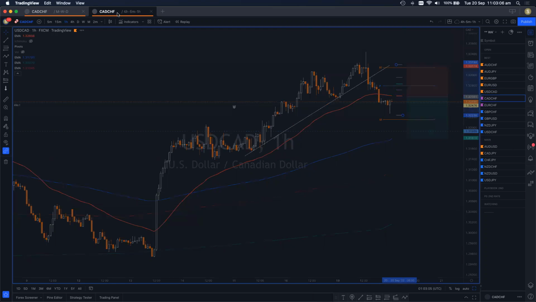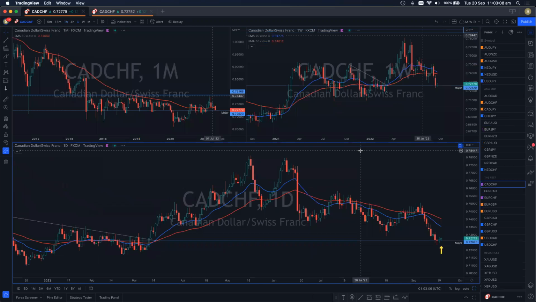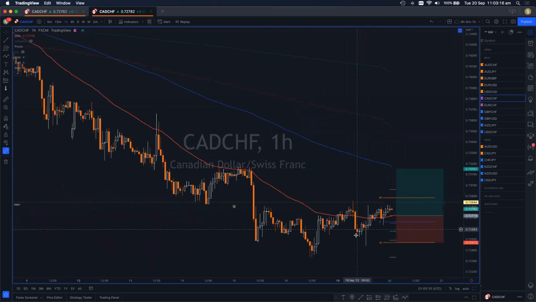We'll quickly look at a few others which are maybe set up later. CAD Swiss looks like it's hitting lows and reversing. We need some proof on the lower time frames, and what we've got here is it's banging around at this kind of level. We've got a higher low, higher highs. I really want to see it break higher.